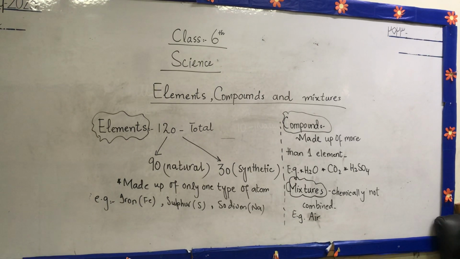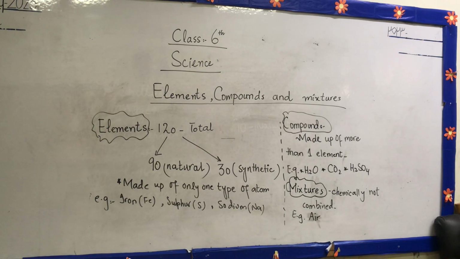So this was about elements. The elements will be the building block that will give us the foundation for further discussing compounds and mixtures. So elements, 120 total elements. Out of 120, 90 are natural, and the rest of the 30 are synthetic or man-made.